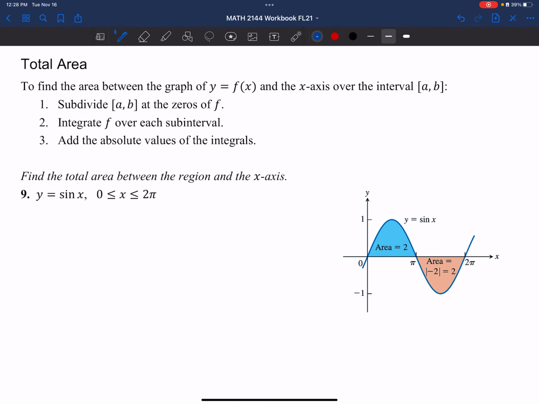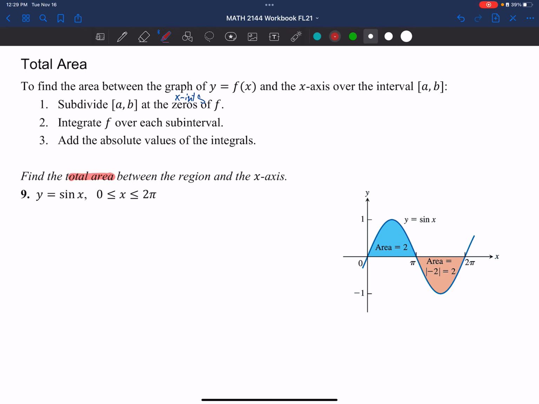So the last idea, just to emphasize what those numbers mean. To find the area between the graph and the x-axis over some closed interval, there are 3 steps. Subdivide that closed interval at the zeros. Again, remember, zeros is just another word for the x-intercepts. So you can see right here, if we're looking at sine of x, we have some positive area and we have some negative area.